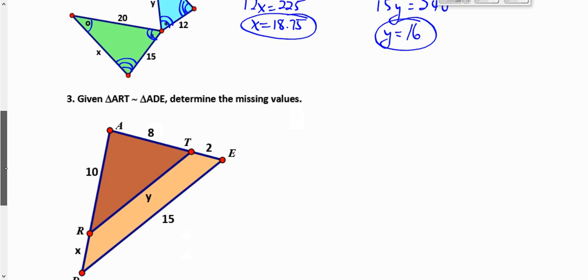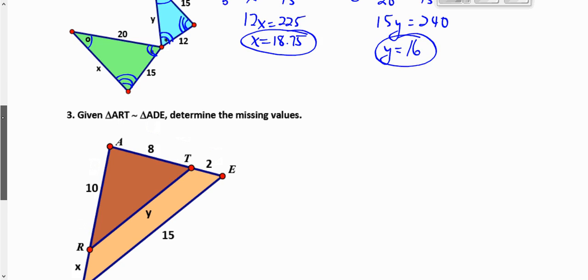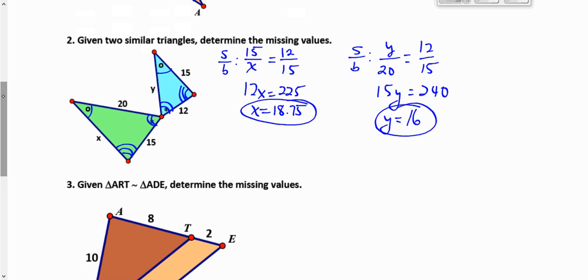So let's see if we can correctly get number 3. Pretty confused. Where did I lose you? Oh, because I took the wrong side. So you did big over small? Yeah. You can, it'll work, just as long as you do it for both. So like this one here, if you had 20 over y, you just need 15 over 12 here. Yep. And it'll still work, right? You can do it either way. You got to do it the same for both sides of the equal sign. Okay? Three.